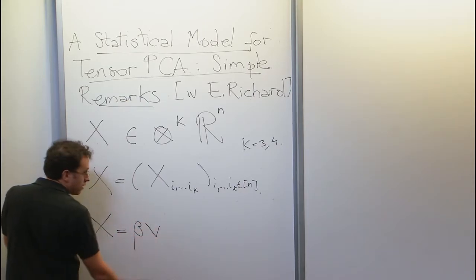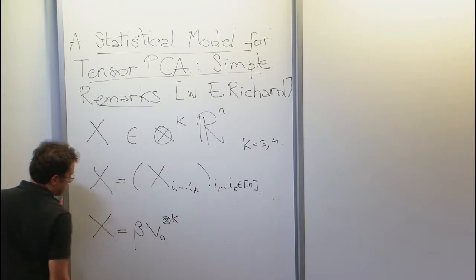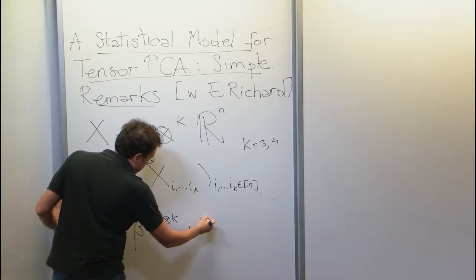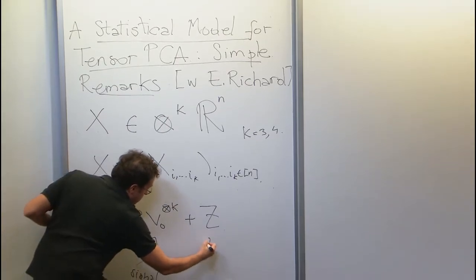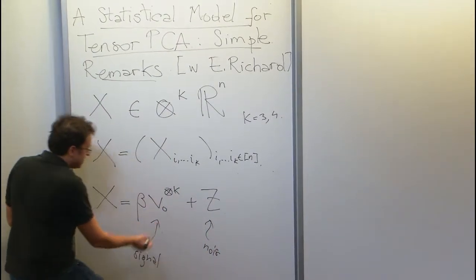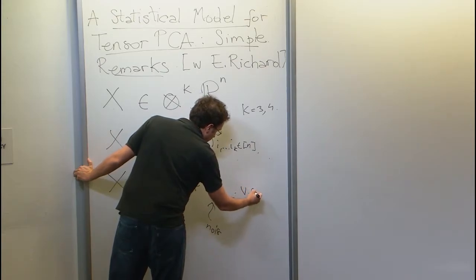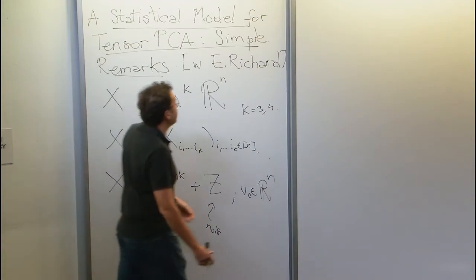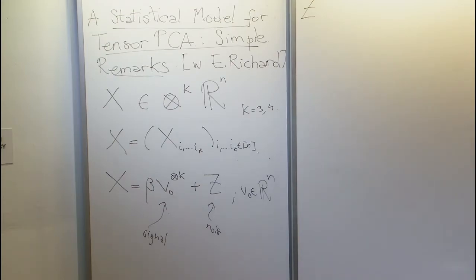which you can think of as the signal to noise ratio, times v0 tensor k, the outer product k times of v0, plus noise. Okay, so this is the signal. This is the noise. And beta is the signal to noise ratio, and v0 is again a vector. Right? Okay, and I'll be talking about the case in which z is random, so it has independent Gaussian components.